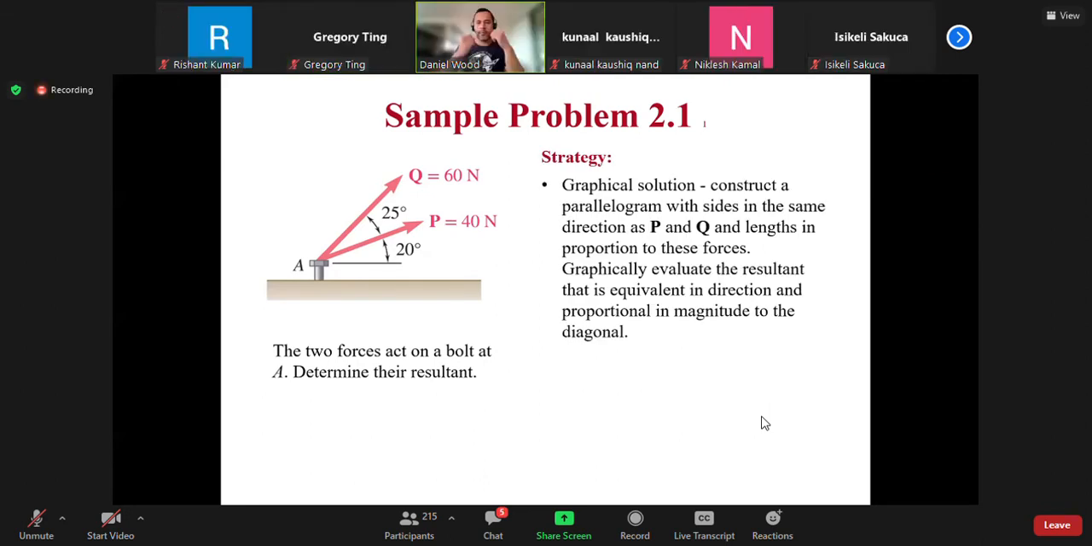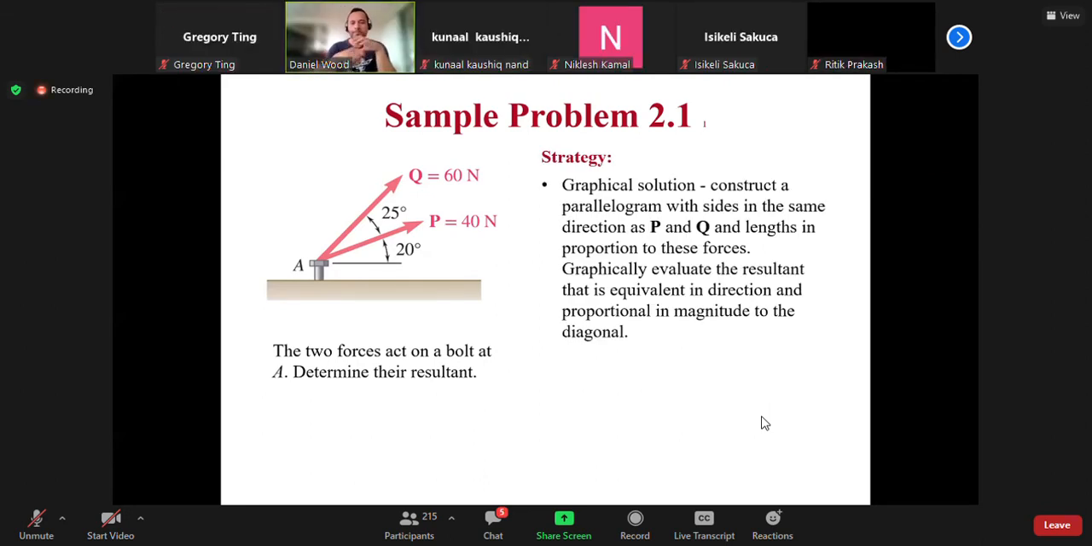Okay, so remember when we have this, the strategy is, let's have a look at a graphical solution. Construct a parallelogram with the same direction as P and Q and lengths in proportion to these forces. Graphically evaluate the resultant that is equivalent in direction and proportion in magnitude to the diagonal.